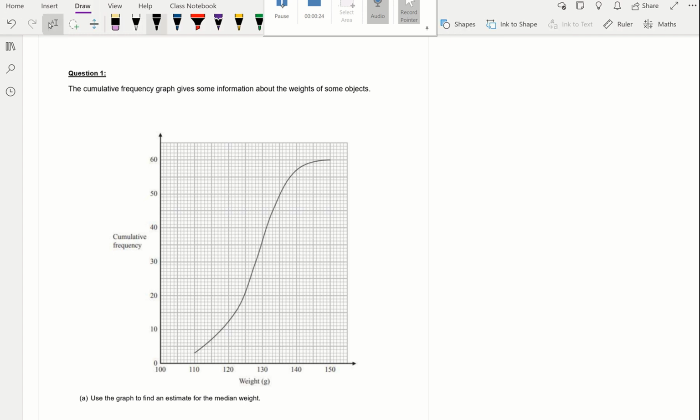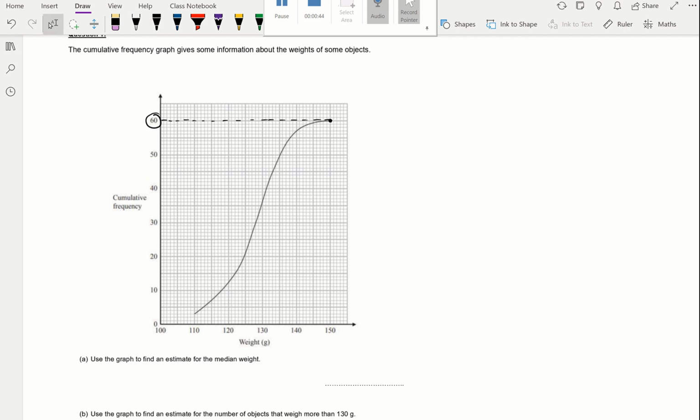Now, the first step is to find the total frequency, and the total frequency doesn't have to be the last number on the axis, but it has to be the number that relates to the last point on the graph, and this one happens to be also the last number. So it's total frequency, which is 60, divided by 2, which is the 30th value from the graph.